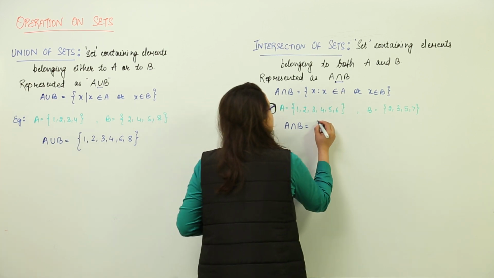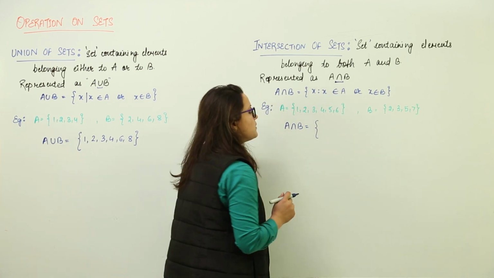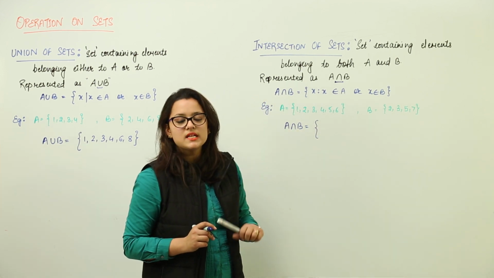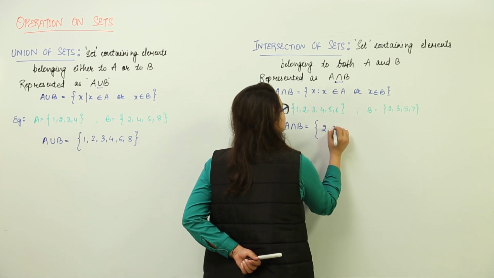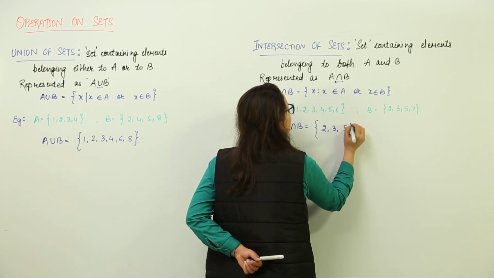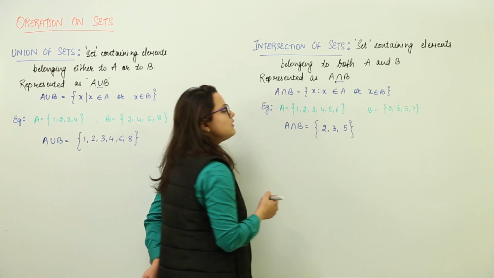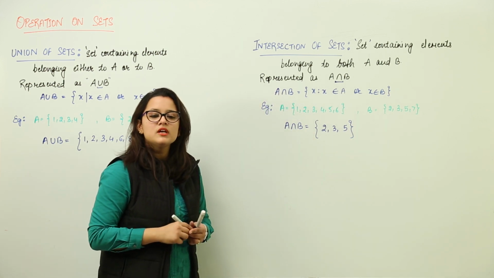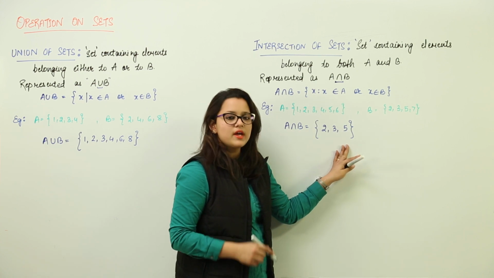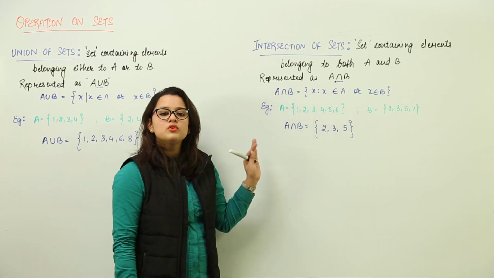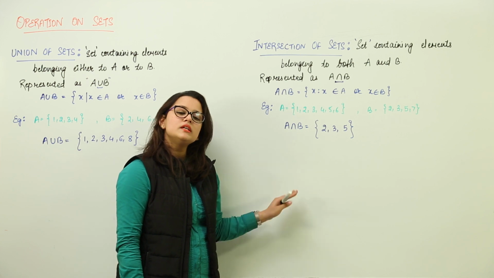For finding out the intersection we must consider the elements that are common to both the sets, that is A and B. So we have 2, 3 and 5. These are the only elements common to both A and B. So here A intersection B is going to be 2, 3 and 5. So I hope you are clear now with union and intersection.